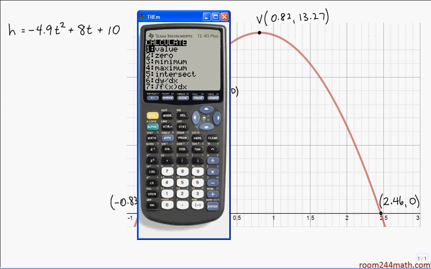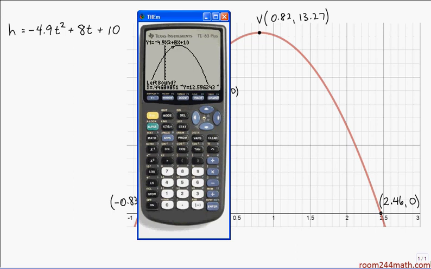So this is the calculate menu, and we want to find the maximum. Notice there's no option that says find vertex. So you've got to know ahead of time whether you're looking for a maximum or a minimum. In this case, we're looking for a maximum, and so we choose the 4th option. It'll ask you 3 questions: left bound, right bound, and guess.